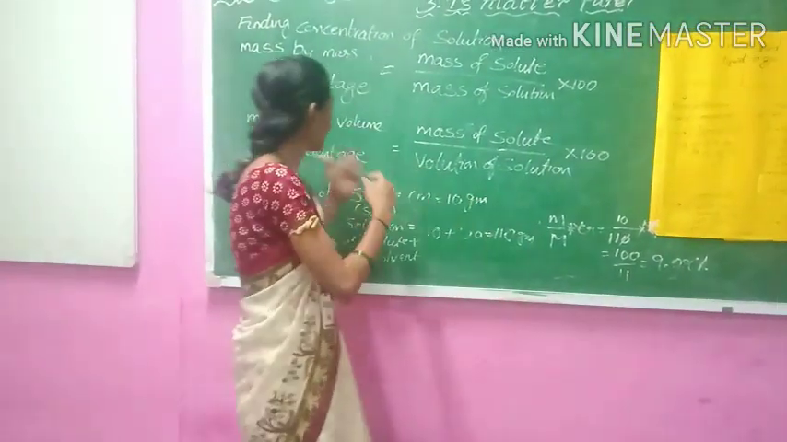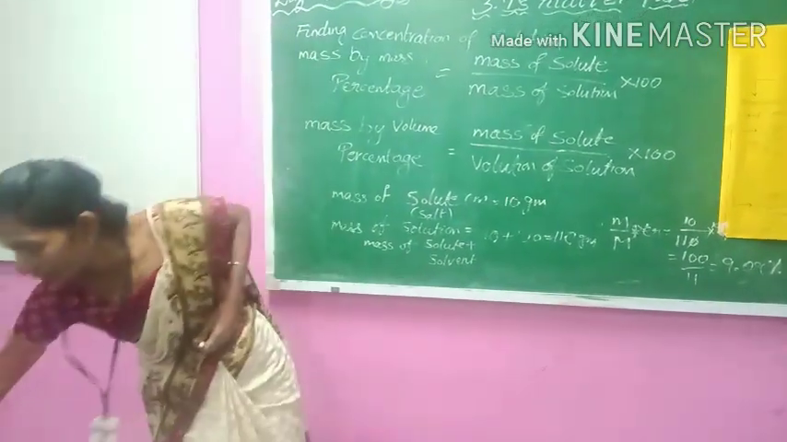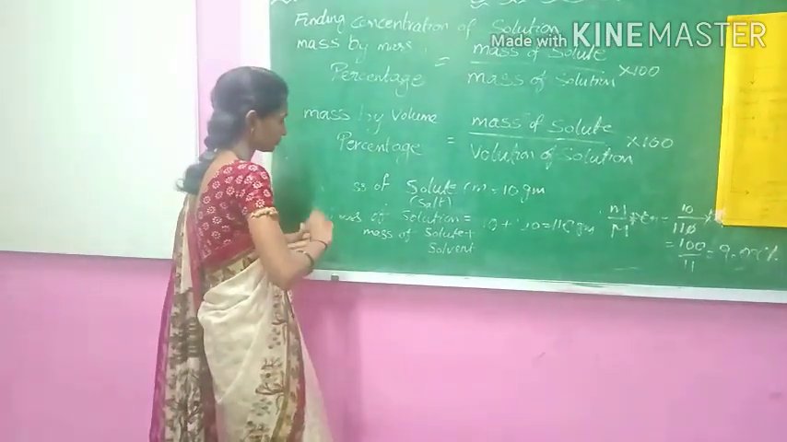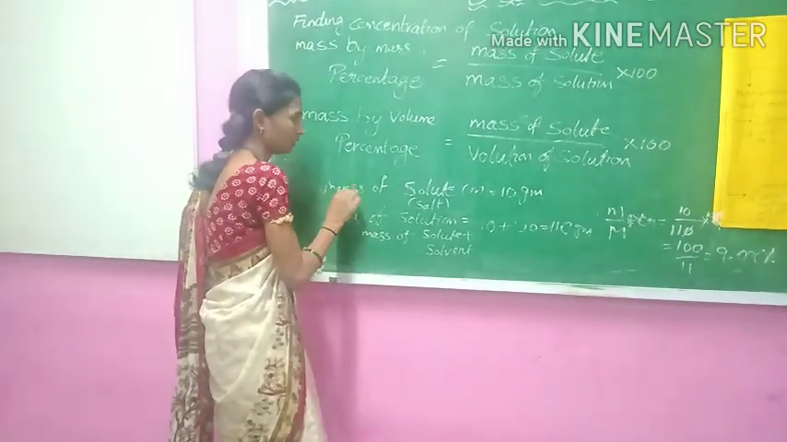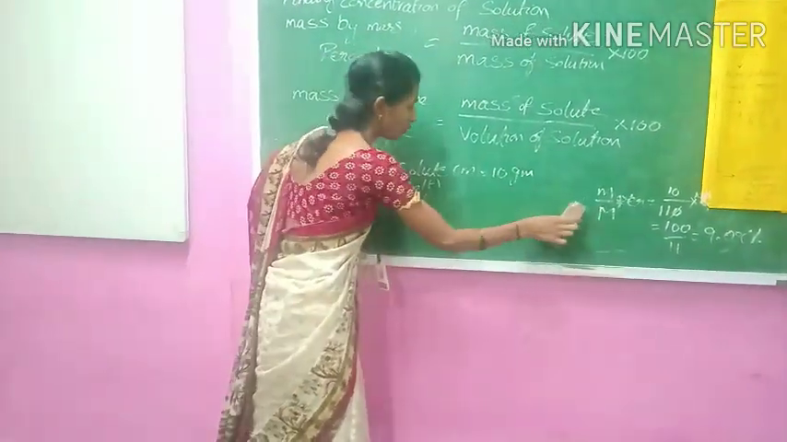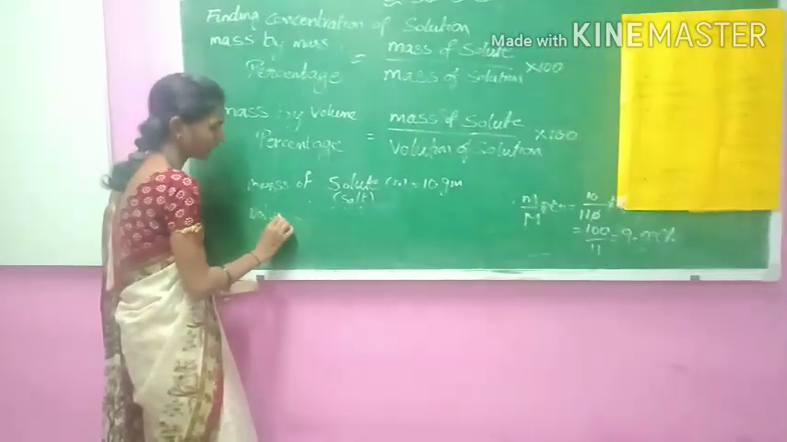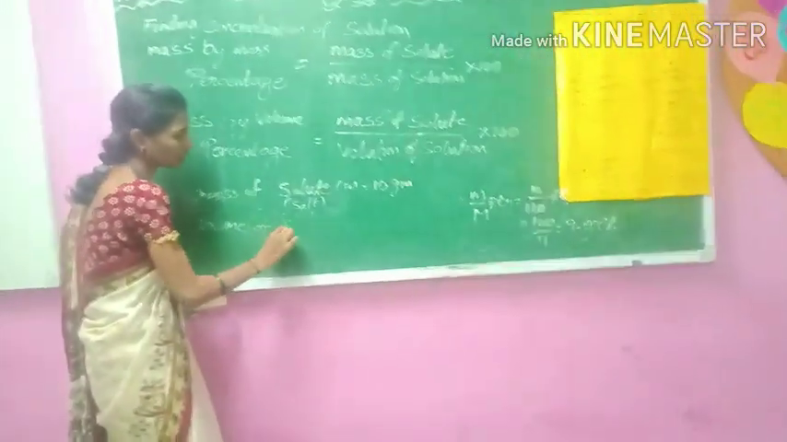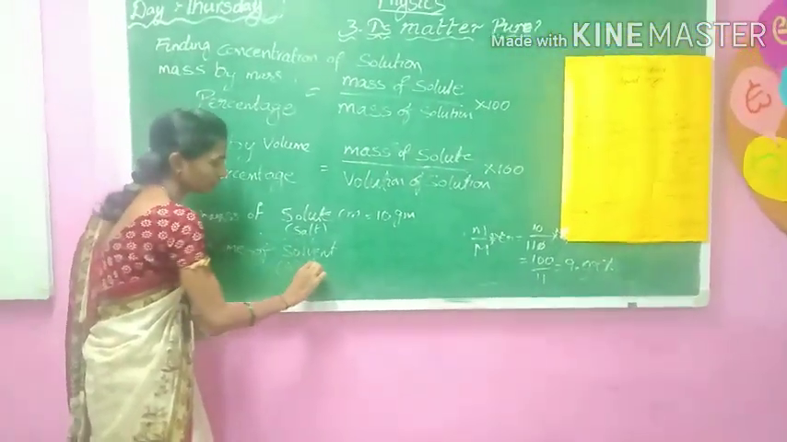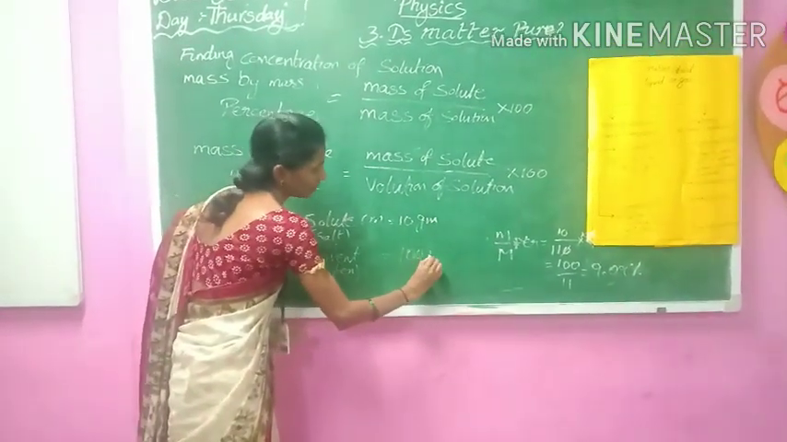The same way we can find the mass by volume percentage of the solution. Let us have an example for this. Let us take the mass of solute as 10 grams and the volume of solvent. Now we are taking the volume of solvent, let it be water as usual, as 100 ml.